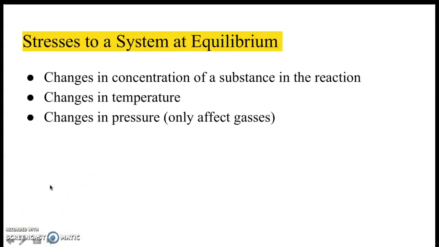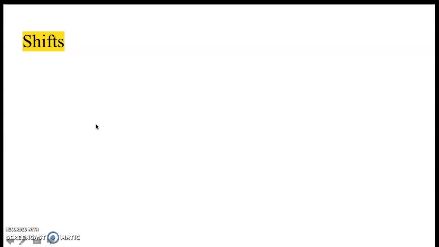As we just said a couple slides ago, those stresses to a system are changes in concentration of the reactants or the products, changes in temperature, or changes in pressure. Changes in pressure are only going to affect gases. Equilibriums are going to shift in response to a stress. What a shift means is they're going to favor the forward or reverse reaction.